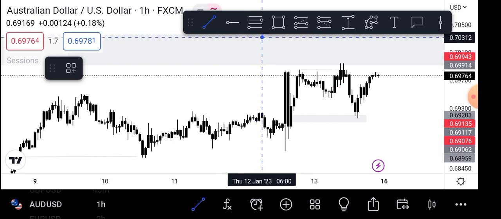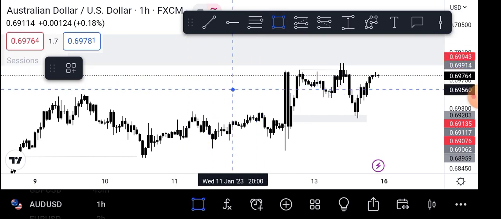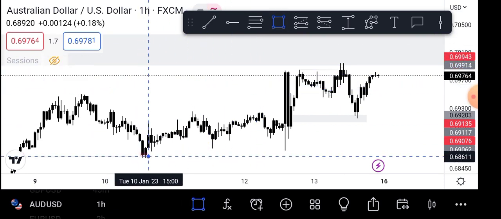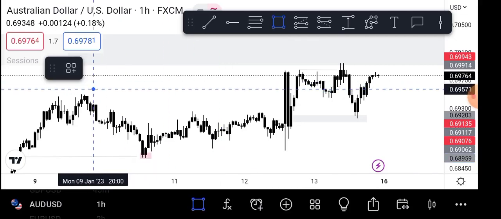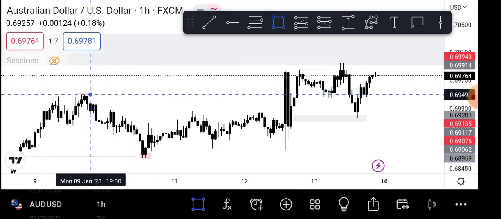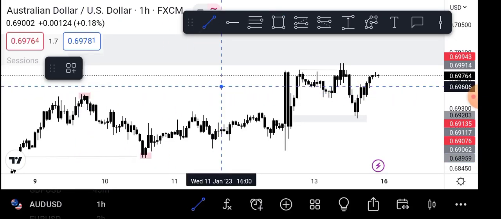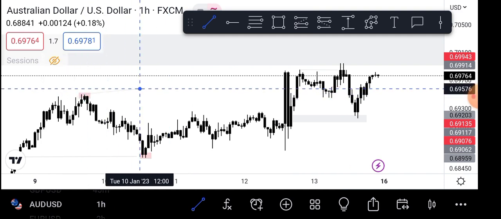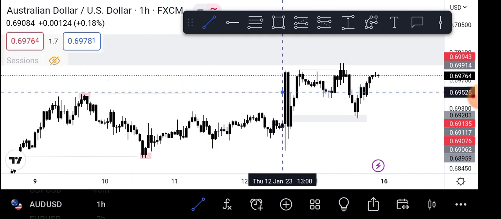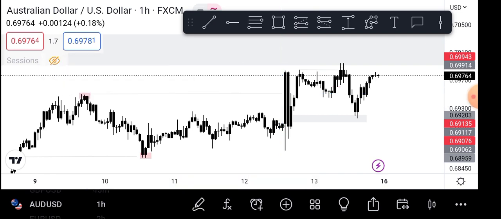Looking at AUD USD last week on Friday, you can see price is approaching a daily supply zone, and from the structure it's approaching, you can see it's producing internal structure. So we had a break of structure over here. We had a break of structure over here.